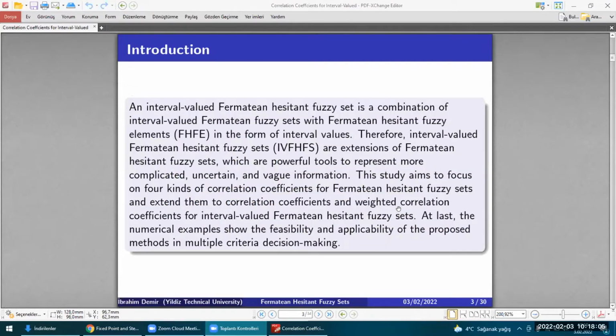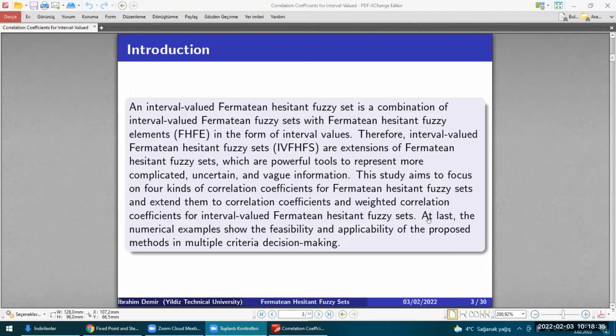An interval valued Fermatean Hesitant fuzzy set is a combination of the interval valued Fermatean fuzzy set with Fermatean Hesitant fuzzy elements in the form of interval values. Therefore, interval valued Fermatean Hesitant fuzzy sets are an extension of the Fermatean Hesitant fuzzy set, which are powerful tools to represent more complicated, uncertain, and vague information.